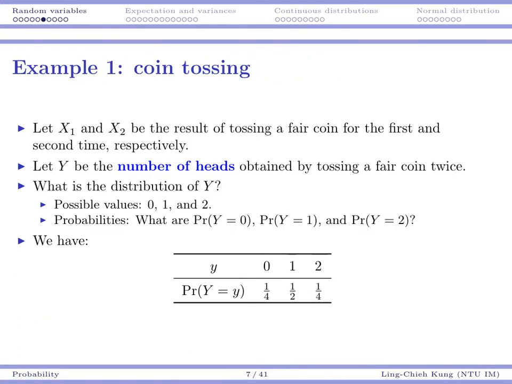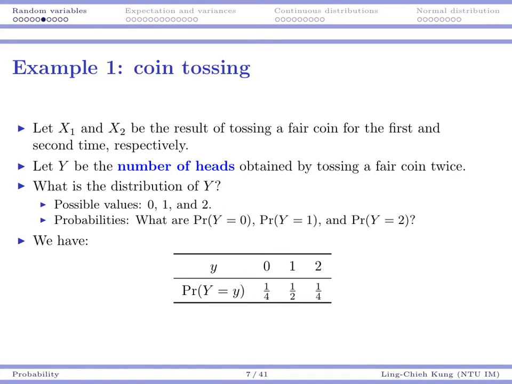So here are some more examples. Let x1 and x2 be the result of tossing a fair coin for the first and the second time, respectively. In that case, if we consider another random variable called y, which is the number of heads obtained by tossing a fair coin twice, what's the distribution of y?